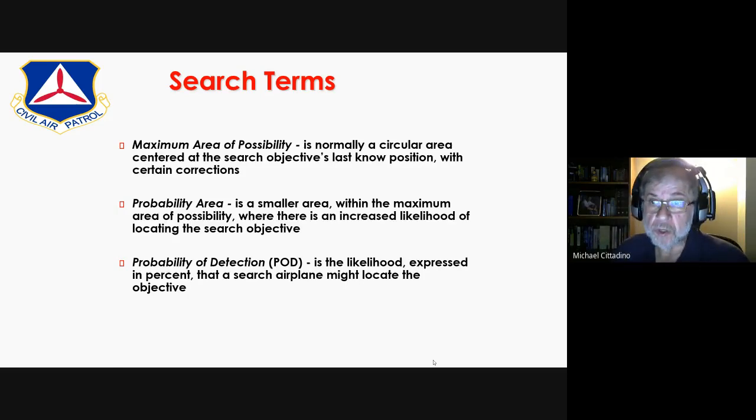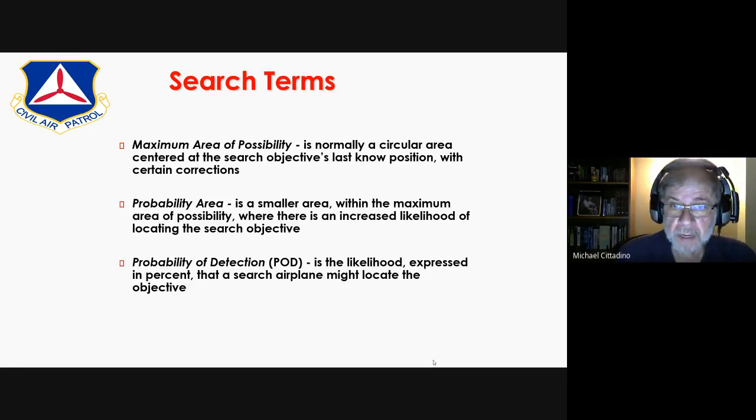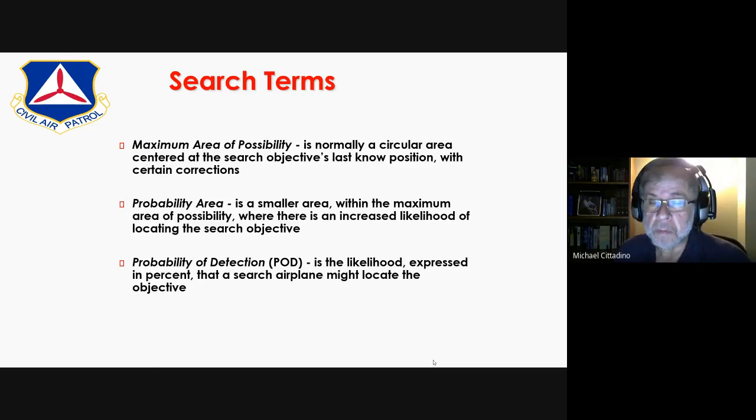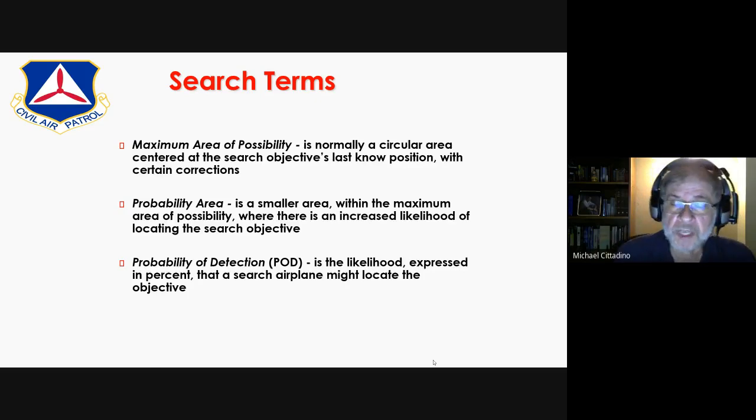It's an important search term for human search, ground search. It depends on the type of the target, the type of the terrain, the movement speed of the target, how long it's been since the target was spotted or last known to be, and based on those factors, they determine pretty much the range of area that something can cover in that period of time between the last time it was spotted and the time of the search.